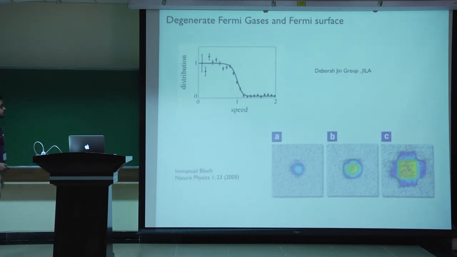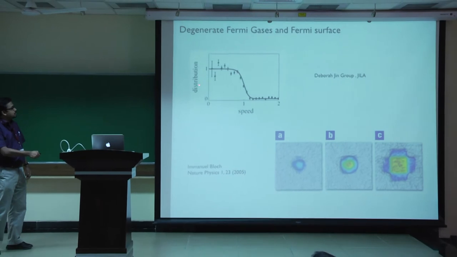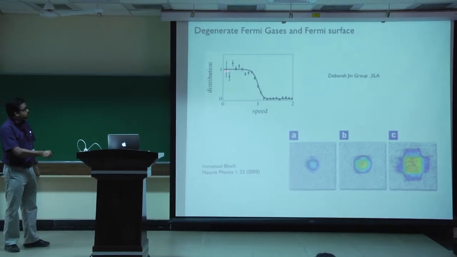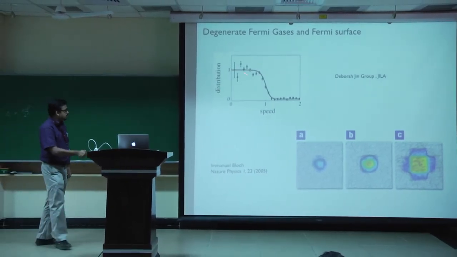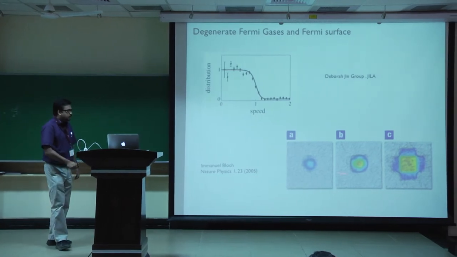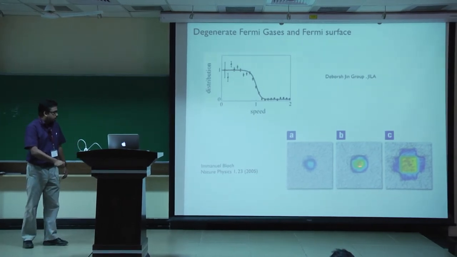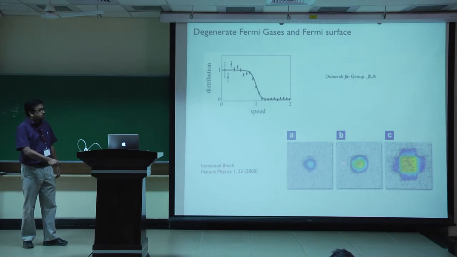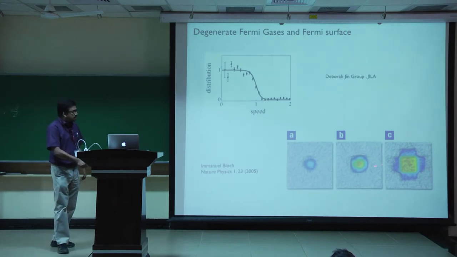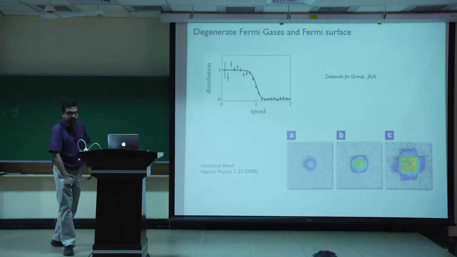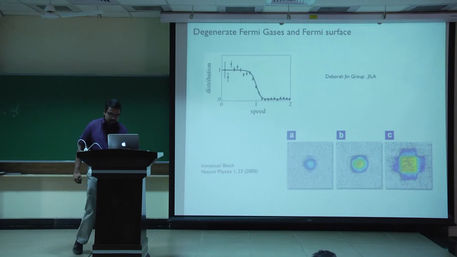You can also see degenerate Fermi gases and Fermi surface. This is from David Jin's group in JILA, where what they're plotting is the momentum distribution, and hence you can see the nice Fermi distribution coming up here. This is something more. You are putting first a gas, and as we will soon see, you're putting in a lattice, and you can see the distribution changing and reflecting the fact that your Brillouin zone is now changing, and it reflects the symmetry of the square lattice in this case.